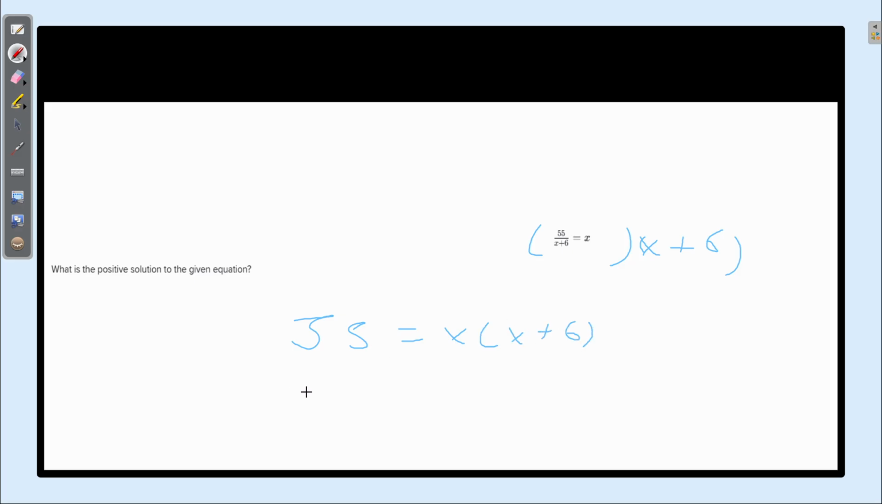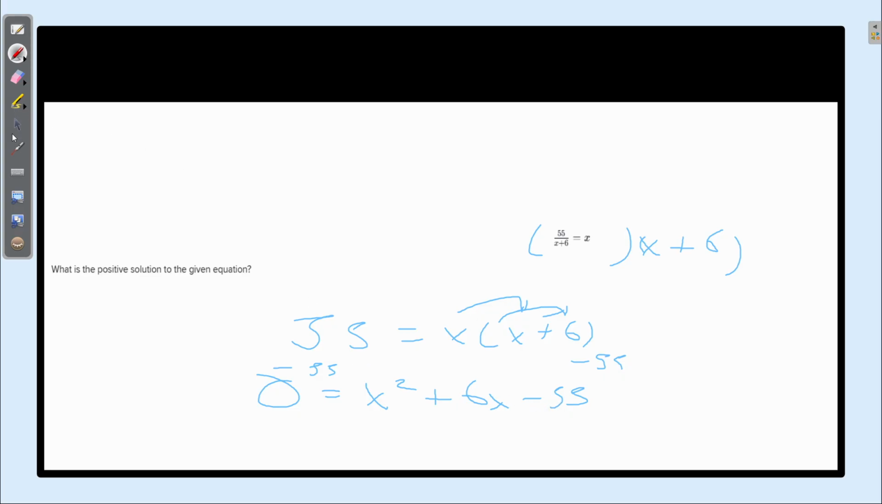And then I want to make this a quadratic equation. So let's subtract 55 from both sides, and then distribute this x into both of these. So doing that, well, x times x is x squared. X times 6 is 6x. And then we're subtracting 55, so minus 55.